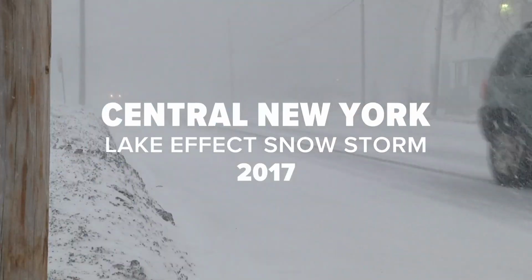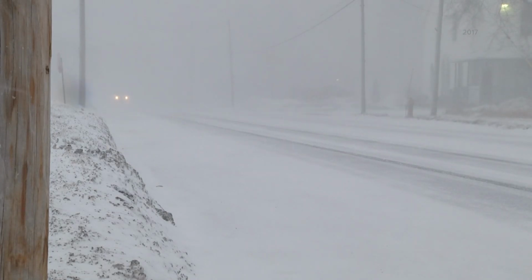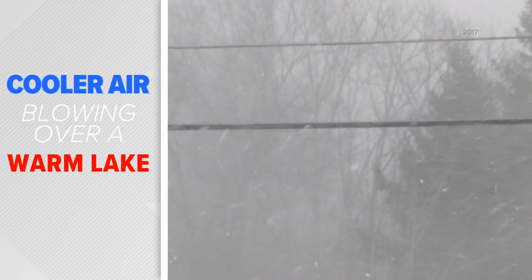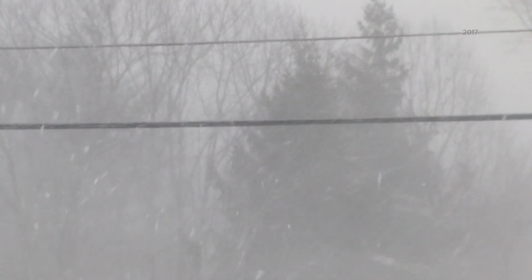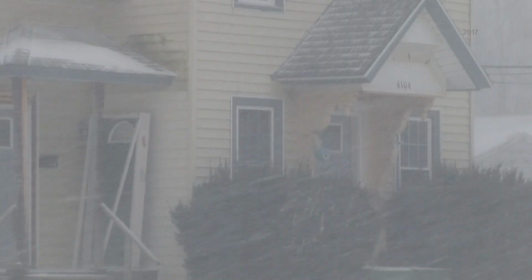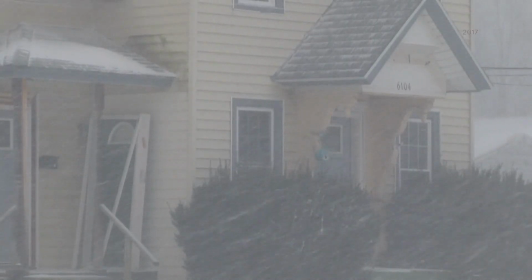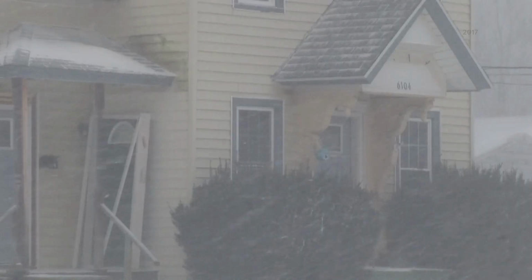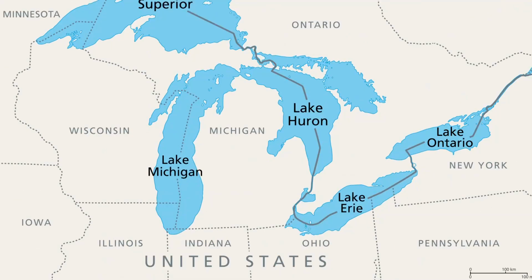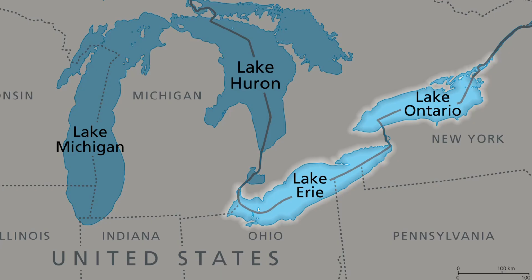All right, first things first, what is lake effect snow? It's snowfall enhanced by cooler air blowing over a warm lake. All of the cities around the globe that have high annual snowfall totals do so because of their close proximity to a lake or a large body of water. In the U.S., we're talking about the Great Lakes, especially Lake Erie and Lake Ontario. Those produce large snowfall totals every year.